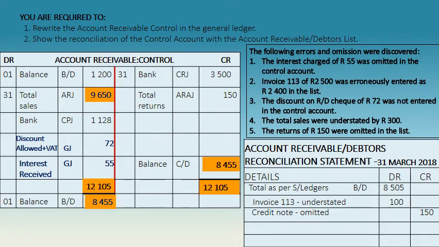The last step will be to balance off the reconciliation statement. We will calculate the highest total, carry it over to the opposite side, and calculate the missing figure, calculated as 8,455, which is the same closing balance that was calculated from the accounts receivable control account in the general ledger.